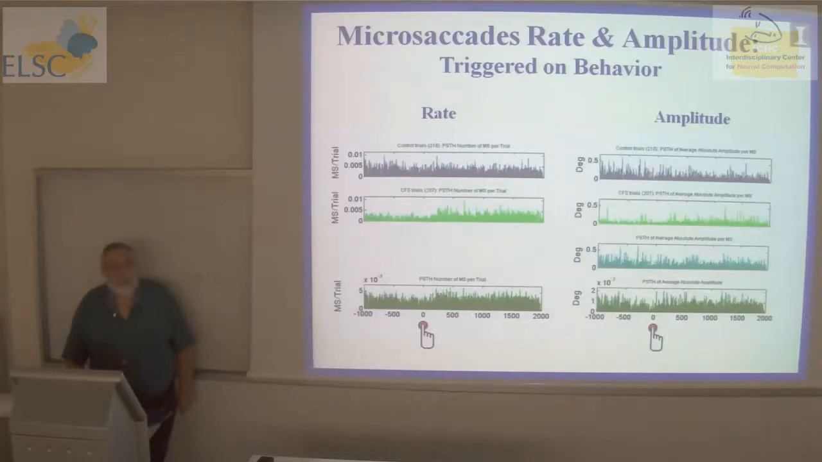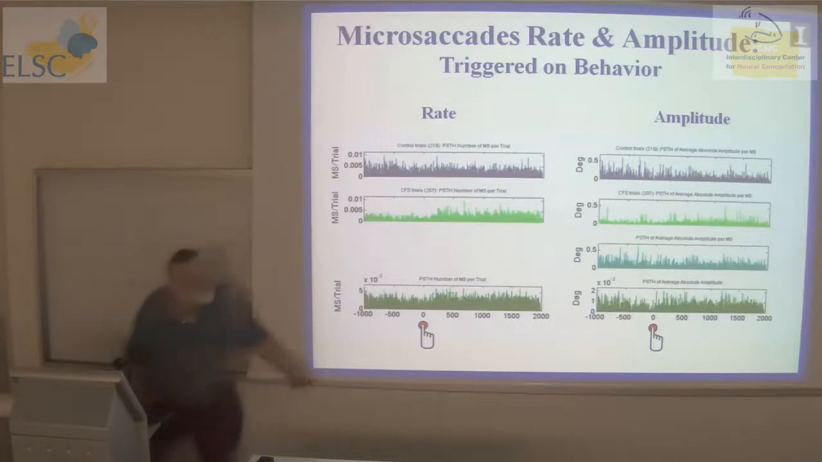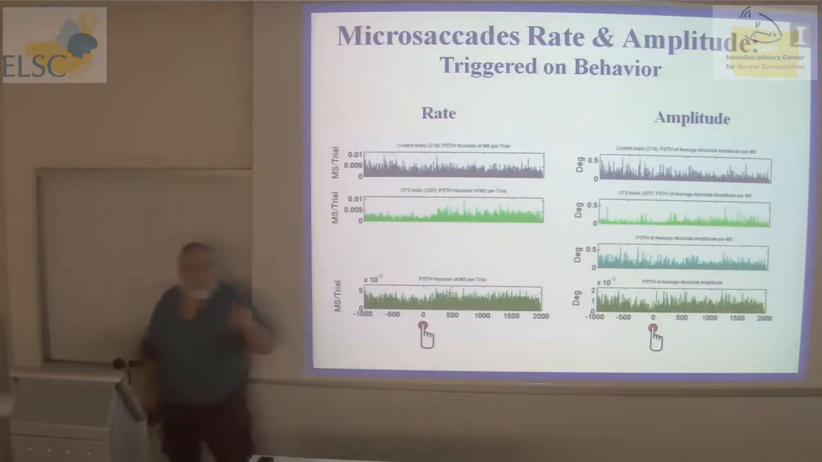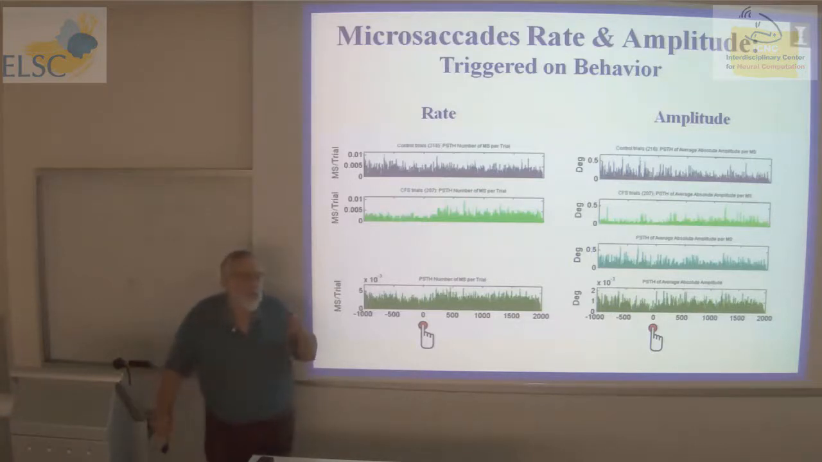The same thing here, but for the amplitude of the saccade. This is the average amplitude of saccades per trial. If we divide the amplitude by the rate per trial, then what you see here is the amplitude per microsaccade related to time zero, before and after. As you can see, it doesn't change during the time that they press. But during the special stimulus, the amplitude of the microsaccade is much smaller than during the control stimulus. So they don't change the rate of the microsaccades by much, they change the amplitude of the microsaccades.